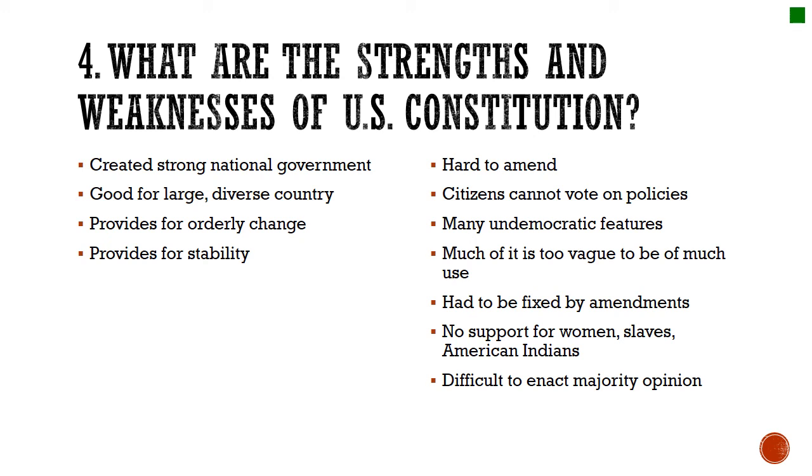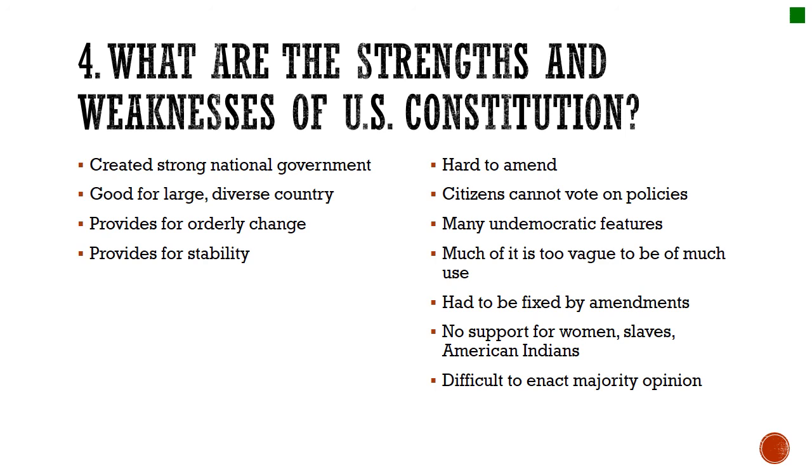Number 3, it provides for orderly change. Very important that we not have a revolution every time there's a major change in government officials, like, for example, when there's a highly contested election. I mentioned Gore and Bush. That was very highly contested. It was finally decided by the Supreme Court. And when the Supreme Court did decide, then Vice President Gore, he was Vice President then, yes, Vice President Gore acknowledged that the Constitution would have Bush be president, not him.